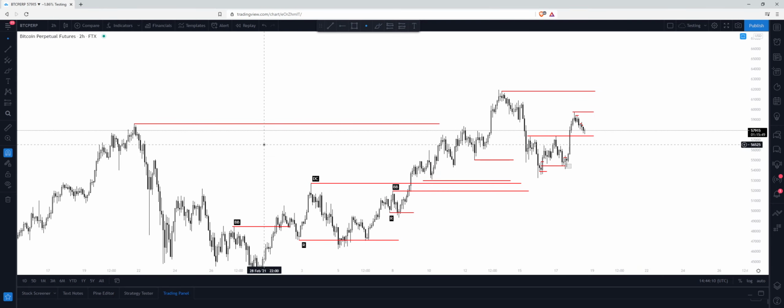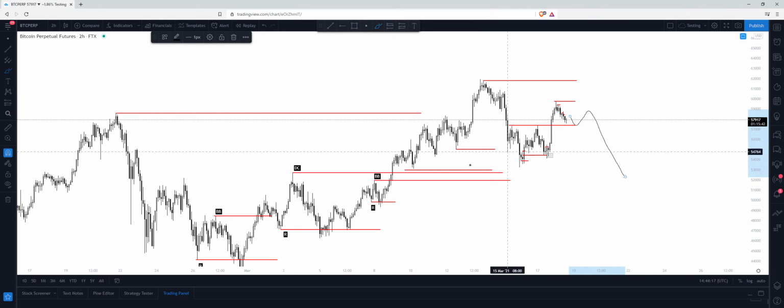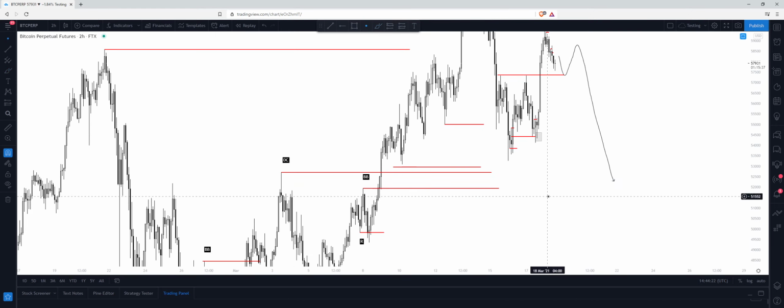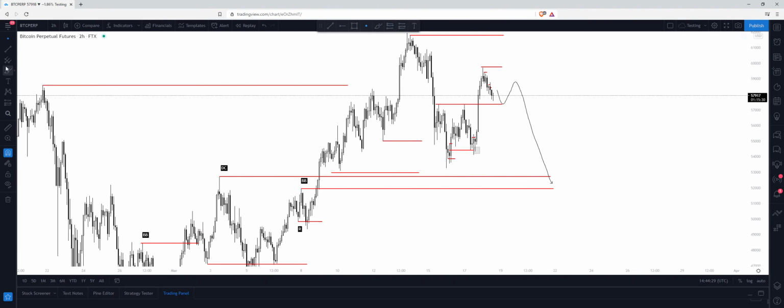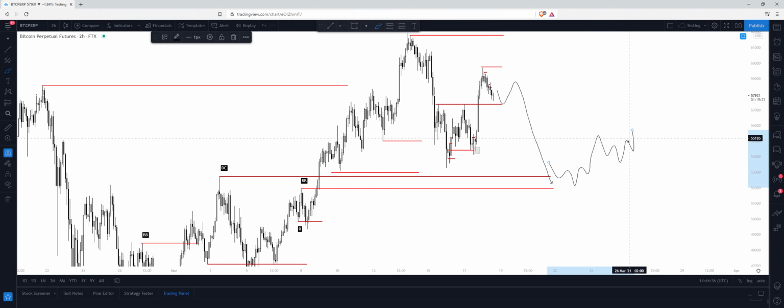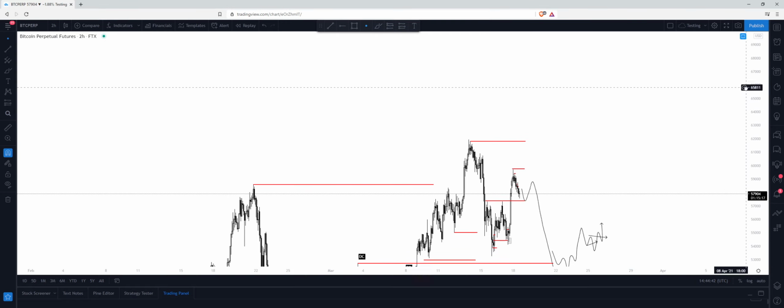What I am expecting here is a retrace down into these levels, sweeping this double bottom right here. If we can get that, and then at one of my levels, either this one or this one, form some kind of lower time frame accumulation, a solid move up, and then reaccumulation, then right here I think would be the most optimal entry for a move up into 70k.